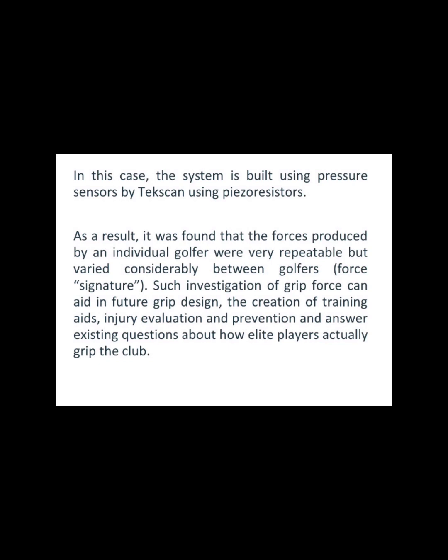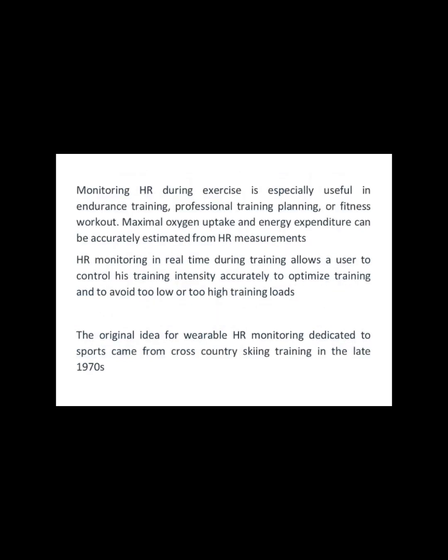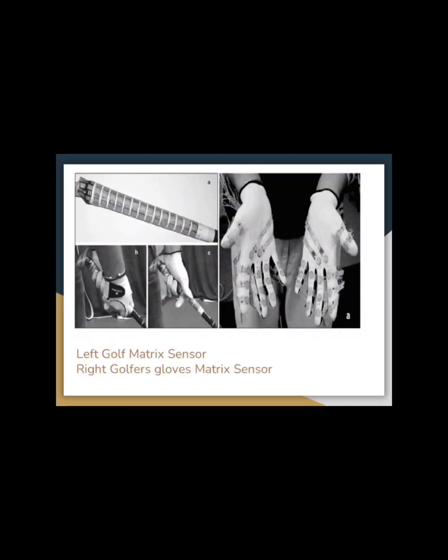So this figure on the left hand side represents a golf grip matrix sensor, and these are the photographs which are taken from the reference Komi 2008. These are the different types of gloves which have a sensor in order to evaluate whatever we are going to analyze.